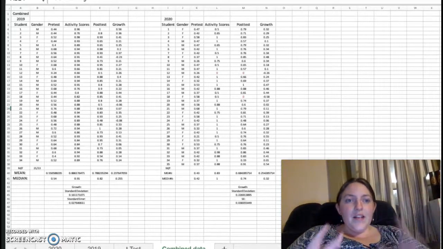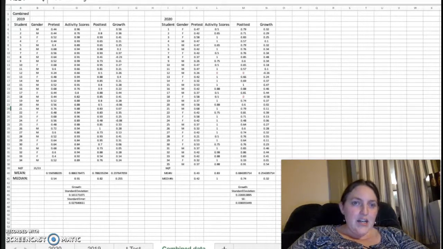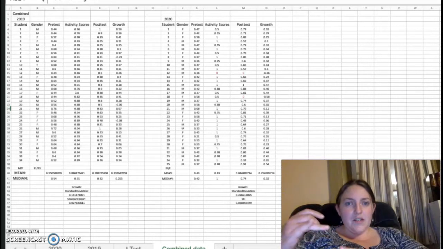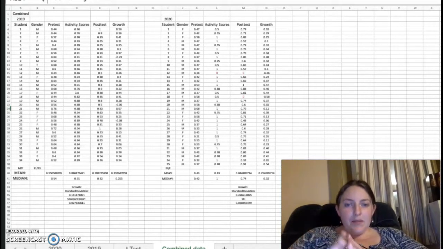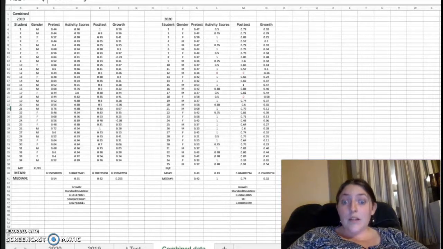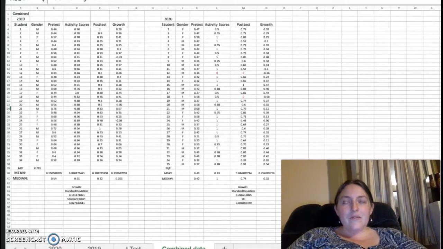I set up everything nicely, protected my students' identity, and recorded the gender, pre-tests, activity scores, post-tests, and growth. And then I looked at a couple of things. The first thing that I was worried about was I noticed that this year's group's pre-tests and post-tests were lower than they were in previous years. In fact, their analysis skill seemed to go downhill.